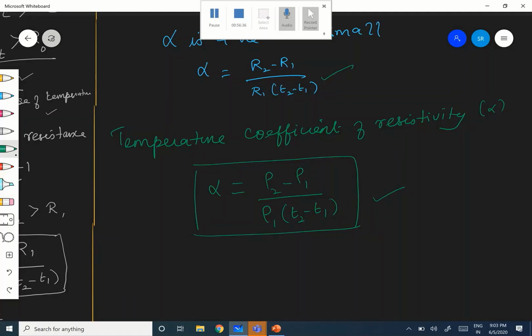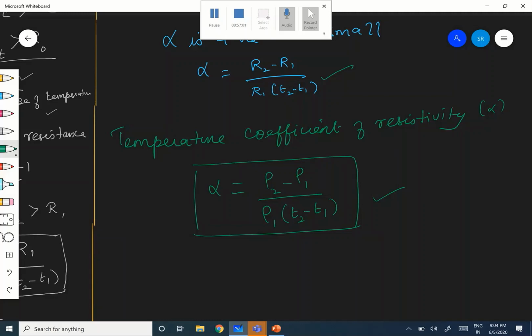Now for the same thing, for metals it is positive, that is, electrical resistivity increases with the increase of temperature. But for insulators and semiconductors, it is negative. As you increase the temperature, resistivity will decrease.